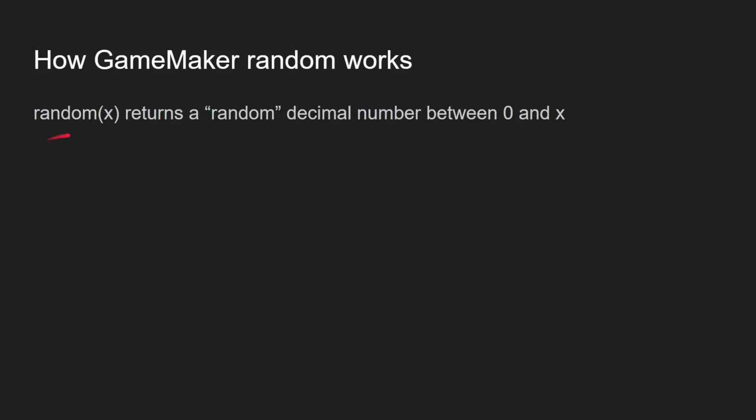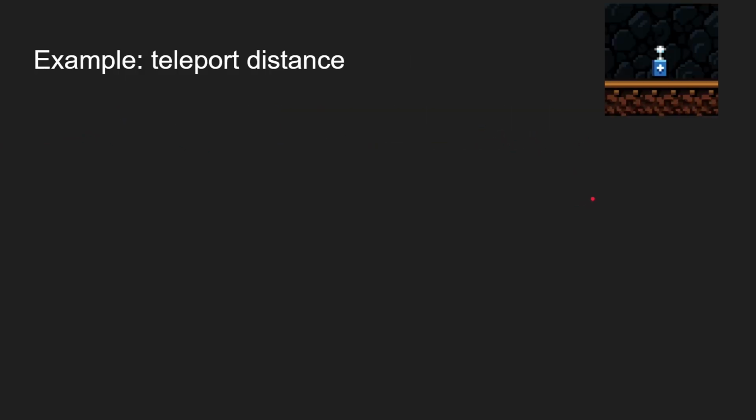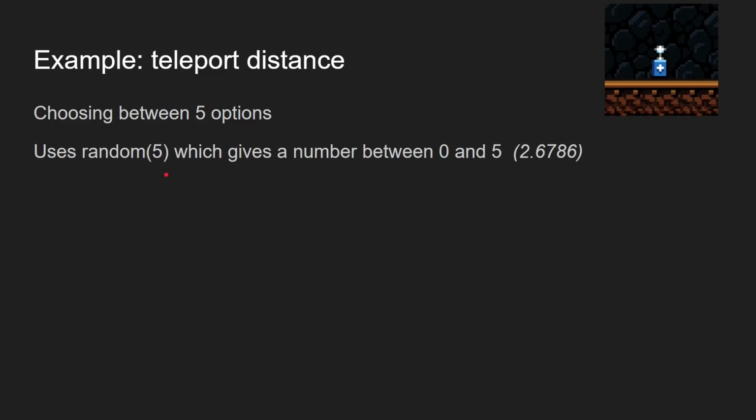So in GameMaker, when you want a random number, you use the random function. You use a number x, and that'll give you a random decimal number between 0 and x, including 0, not including x. So for example, if you use a teleporter in Spelunky, that'll teleport you 4, 5, 6, 7, or 8 blocks. That's 5 options, so we want to pick between 5 options. So we use random 5. So that'll give us a number between 0 and 5.